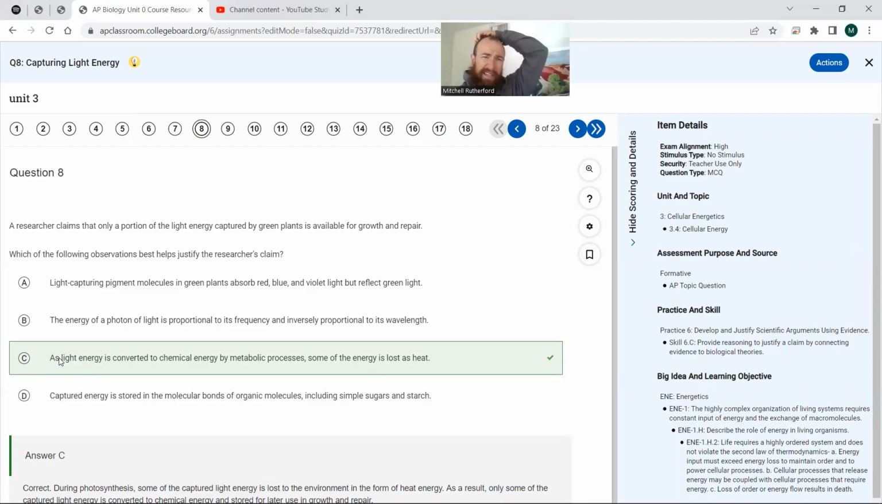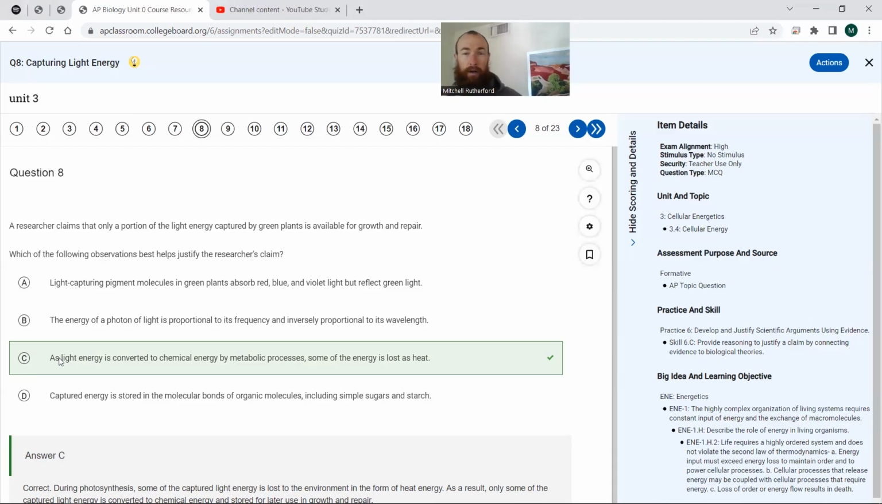I mean, light and growth and repair, energy capture, light capture. I guess it's talking about that stuff, but it's not specific enough. But looking at C again, as light energy is converted to chemical, some of the energy is lost as heat. Okay. Yeah, only a portion of the light energy is available for growth and repair. I do think C is slightly better than A.